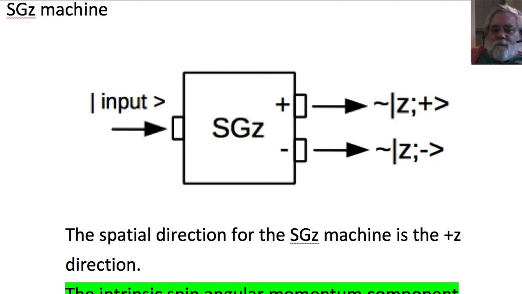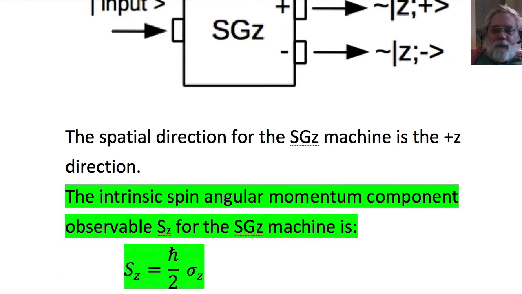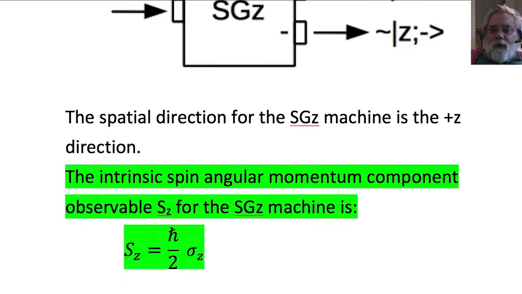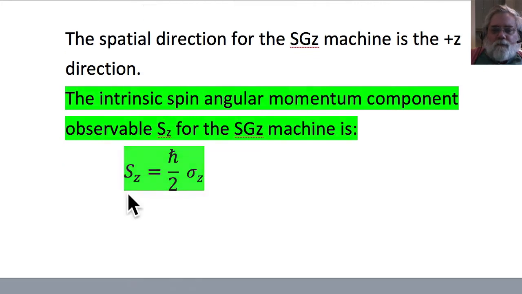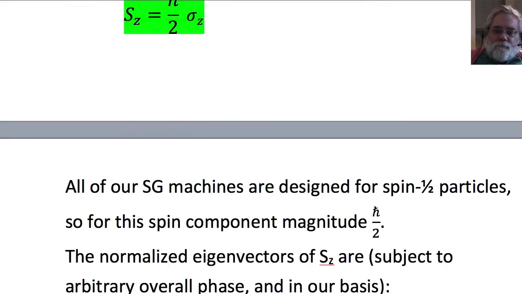The spatial direction for the SGZ machine is the plus Z direction, and not surprisingly, we gave it that name because of it. The intrinsic spin angular momentum component observable SZ for the SGZ machine is SZ equals h bar over 2, because it's a spin 1/2 particle, times Pauli matrix sigma Z. All of our SG machines are designed for spin 1/2 particles for this lecture, so for this spin component, the magnitude is always going to be h bar over 2.